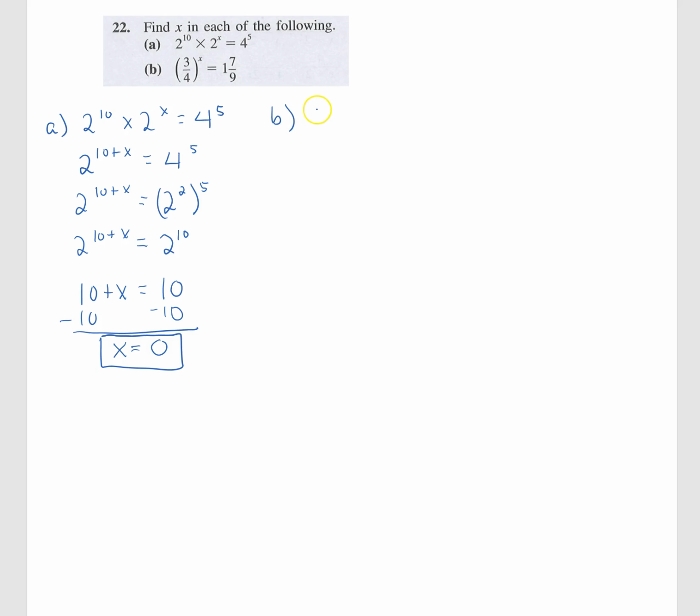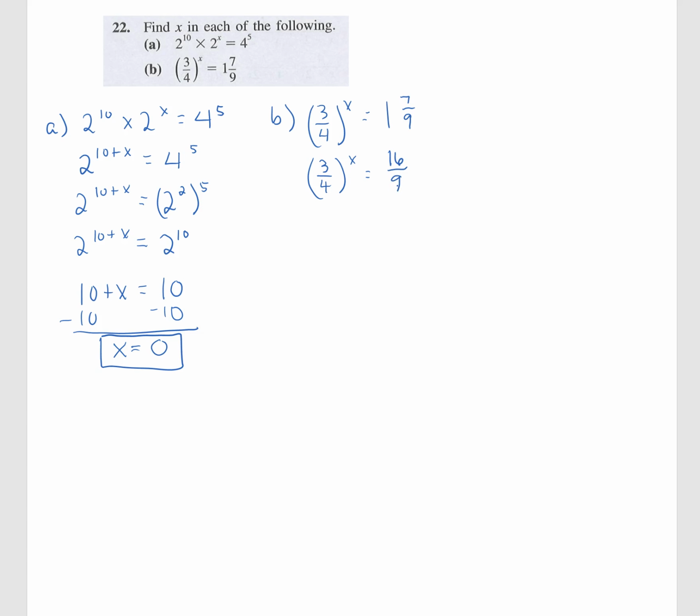In part B, what we have is 3 over 4 to the power of x equals 1 7/9. And the first thing we want to do in this case is to change this mixed fraction into an improper fraction. Because again, basically what we want to do is get the bases the same so that we can say that the exponents are equal. So changing 1 7/9 to an improper fraction, 1 times 9 is 9, plus 7 is 16, so that's the same as 16 over 9.